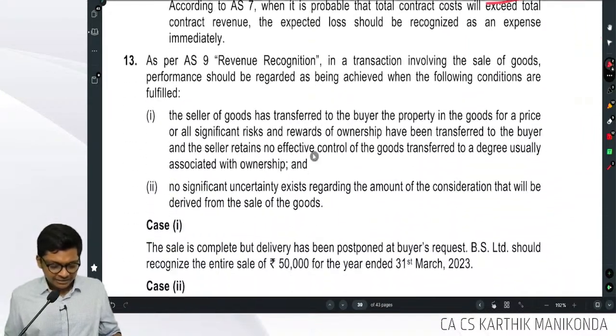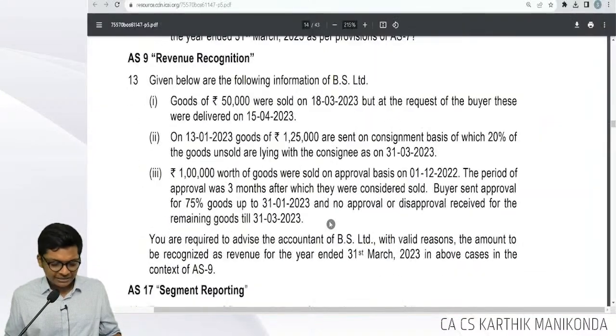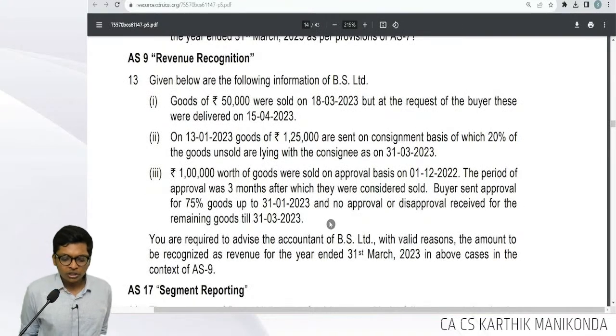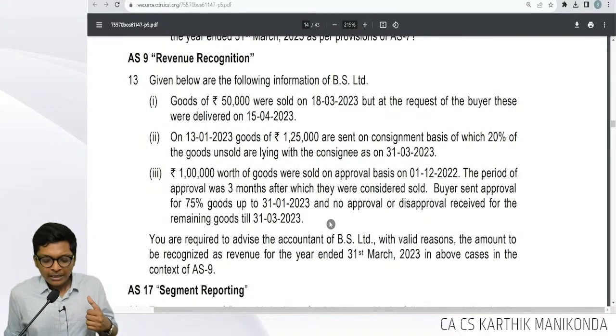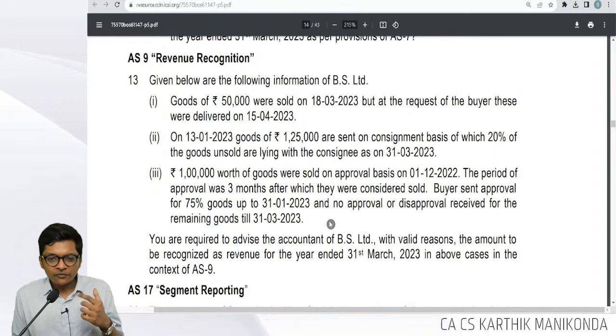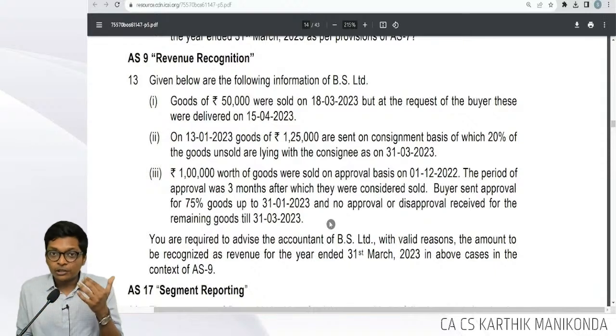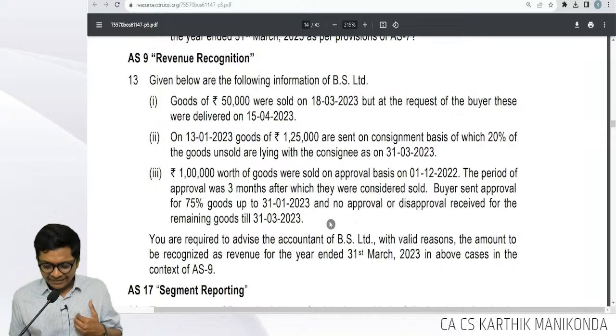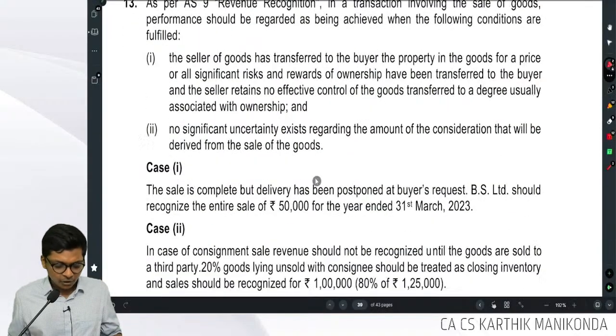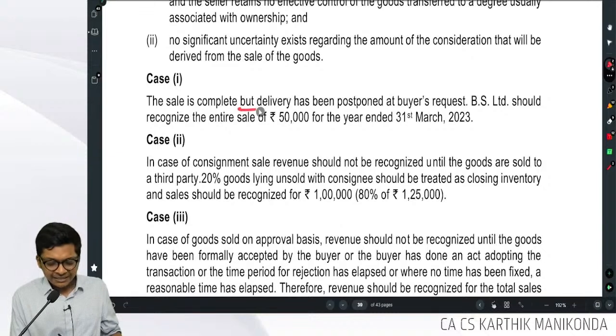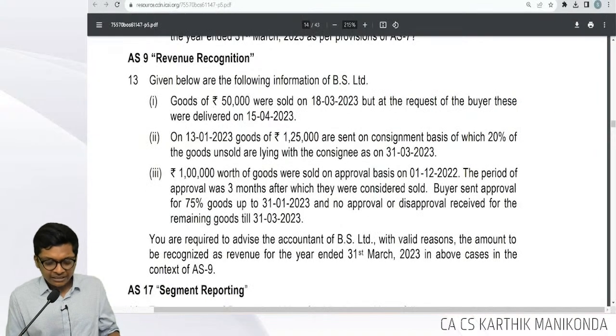Now AS7 is done. Let's go to AS9. Simple question. Goods of 50,000 were sold on 18th March, but at the request of the buyer, it was delivered on 15th April. When will I account revenue? You requested for late delivery, so I kept it, not my fault. So sale will be done only on 18th March itself. So look at this. Case 1, the sale is complete, but delivery has been postponed at whose request? Buyer's request. So BS should recognize the entire sale for that year itself, for the 31st March 2023 year. Are you following, guys? Okay.